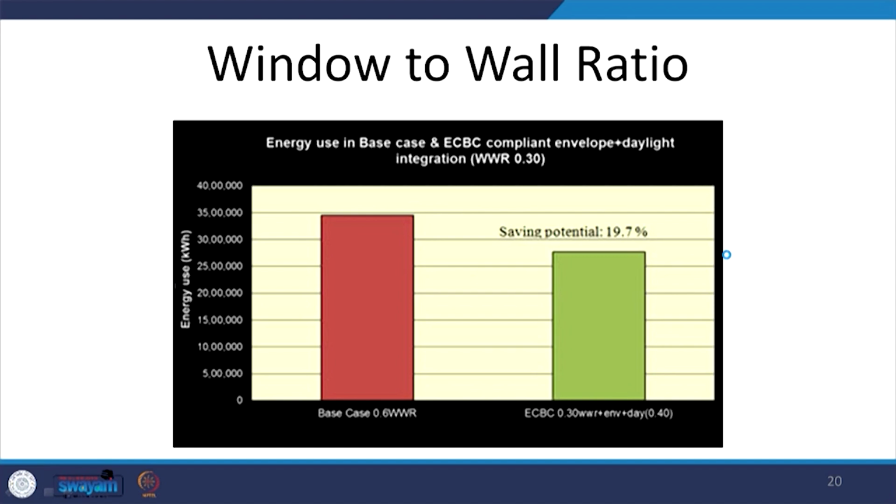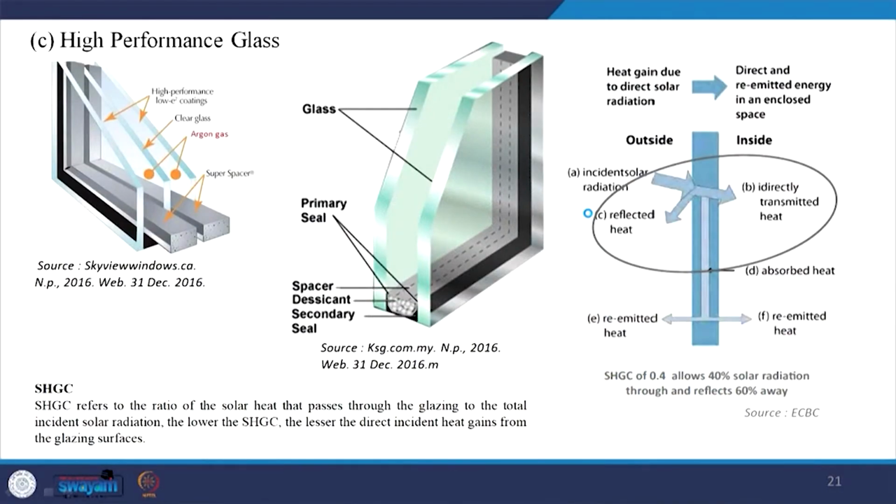So this is one of the cases where in the base case, a WWR of 60% was used, versus if without doing anything just the WWR was reduced to 30%, there was a direct saving of around 20% which was achieved. So that high is the impact of window to wall ratio without doing anything, without selecting the material. So the first and foremost is designing it correctly, designing it with an optimum amount of windows. Once we have selected the optimum amount of WWR, then we go on to select the right type of glazing.